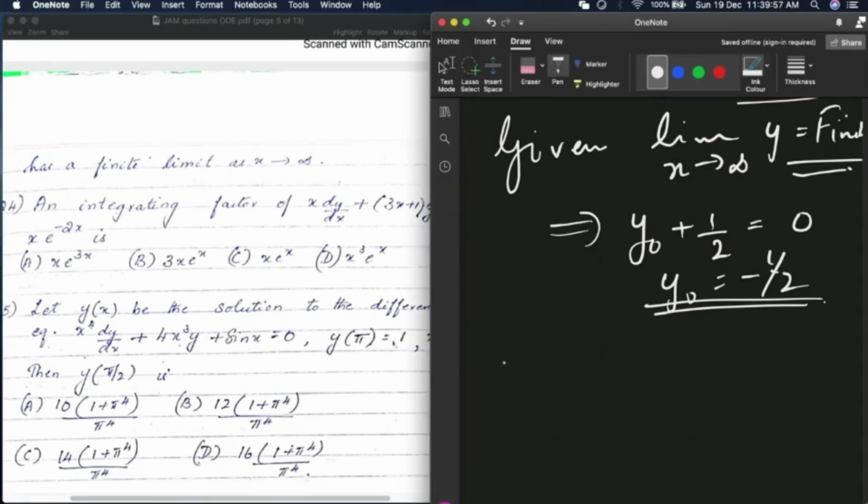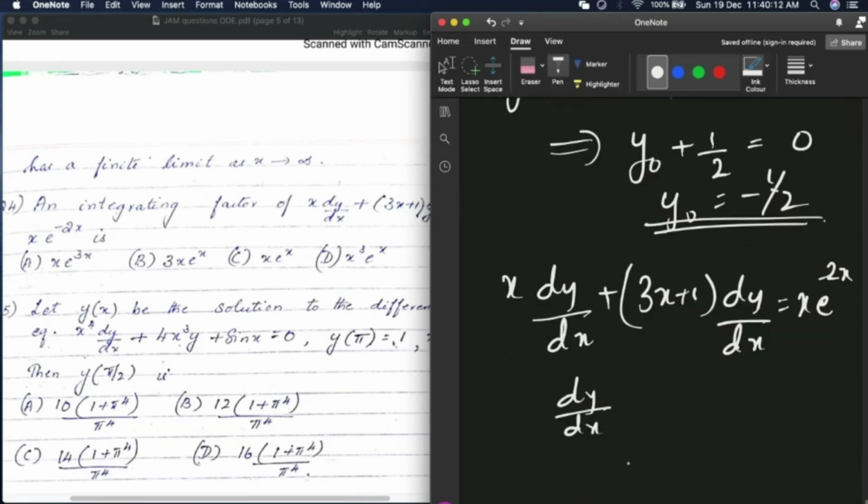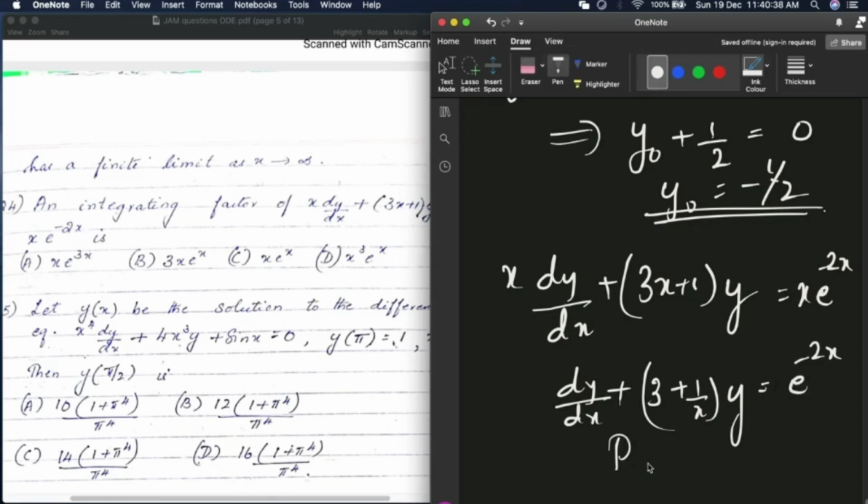So this is my equation: x into dy by dx plus (3x plus 1) into y is equal to x into e raised to minus 2x. Dividing by x, dy by dx plus (3x plus 1)/x into y, that is 3 plus 1 by x. So your p is 3 plus 1 by x.